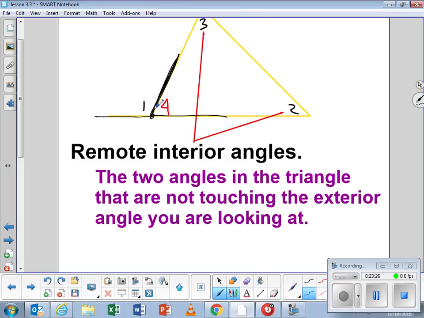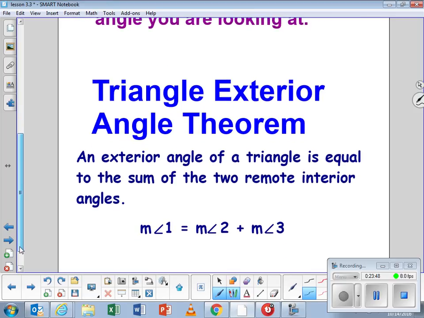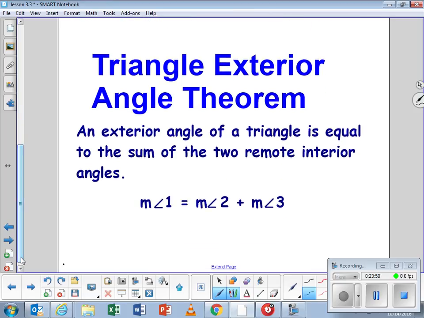Angles 2 and 3 are not adjacent to angle 1. Angle 3 shares this side with angle 1, but it doesn't share the vertex. And angle 2 doesn't share anything with angle 1 except its extension of the one side. So that makes angles 2 and 3 remote interior angles. It's only important you know that because the triangle exterior angle theorem uses the vocabulary remote interior in its wording.